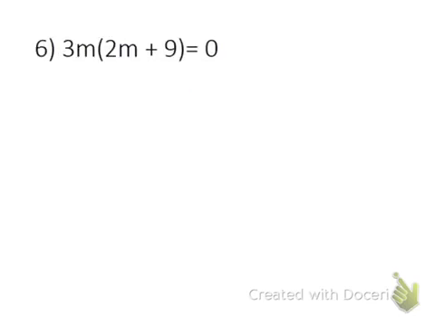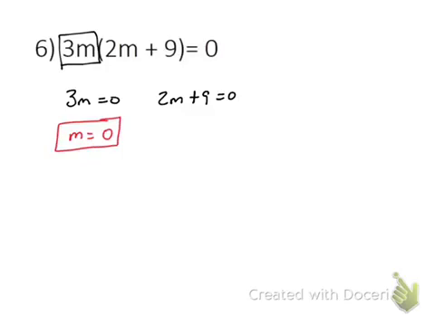So question 6, same idea. We're going to set each portion of this equal to 0 and see what we have. That includes this piece here. We're going to take 3m and set it equal to 0. And then we're going to take 2m plus 9 equal to 0. So for 3m, you divide by 3. M is going to be 0 because 0 divided by anything is 0.